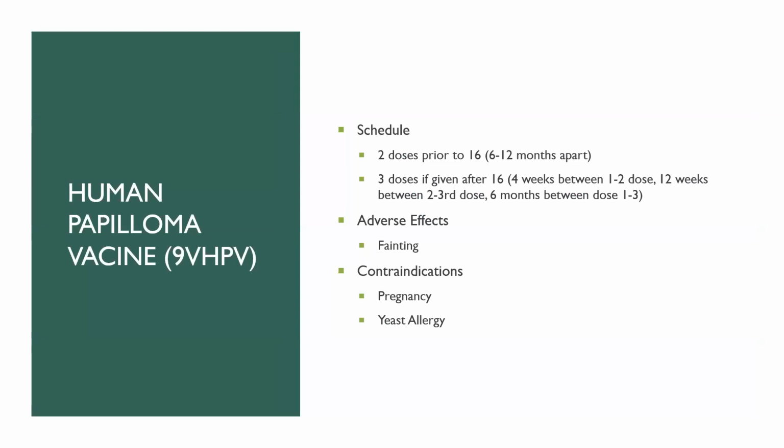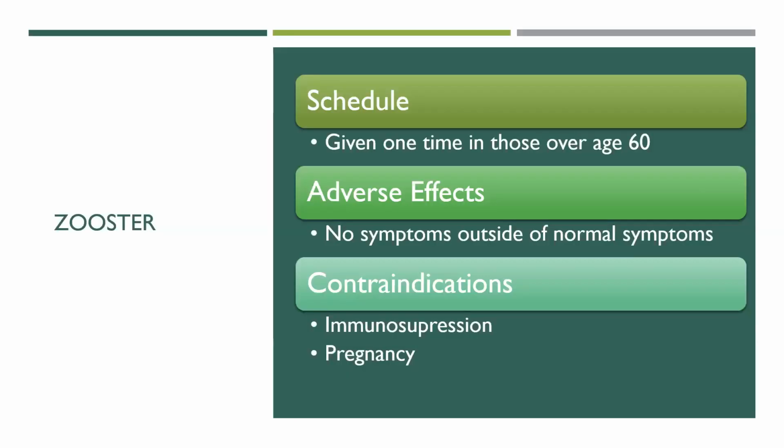So this schedule is given 2 doses prior to the age of 16, 6 to 12 months apart, or if they receive the vaccine after the age of 16, they will receive 3 doses with 4 weeks in between the first and second dose, 12 weeks in between the second and third dose, and 6 months between the first and third. The main adverse effect is it can cause fainting, and it is contraindicated in pregnancy and those with a yeast allergy.